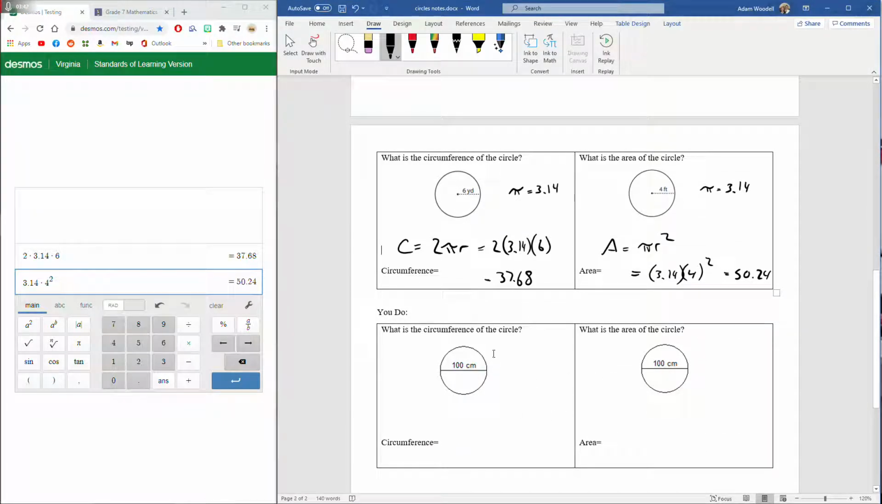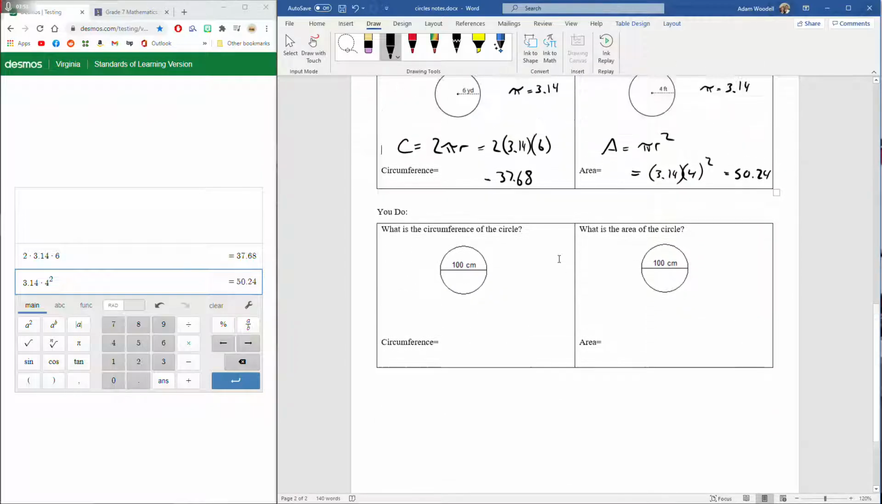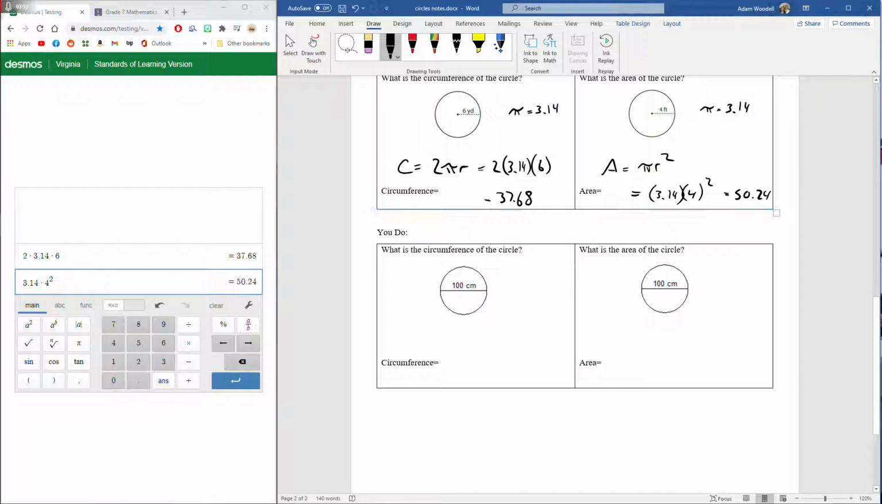There are 2 more that I would like you guys to work on here. The tricky part about this is going to be trying to figure out what the radius is, because it gives you the diameter and we need the radius. But you guys can pause the video, work on these, and I'll give you guys the answers in class.